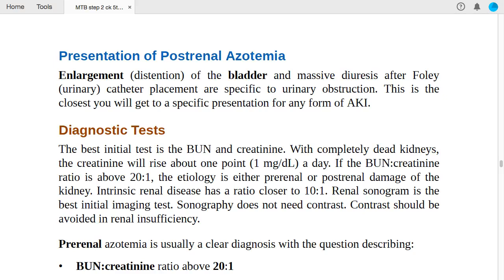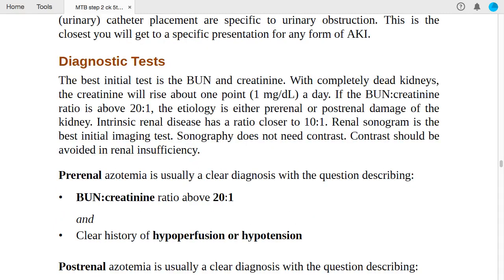Now, for the diagnostic testing, the best initial test is the blood urea nitrogen and creatinine. You must know the best initial test for acute kidney injury is blood urea nitrogen and creatinine. With completely dead kidneys, the creatinine will rise about 1 milligram per deciliter a day.